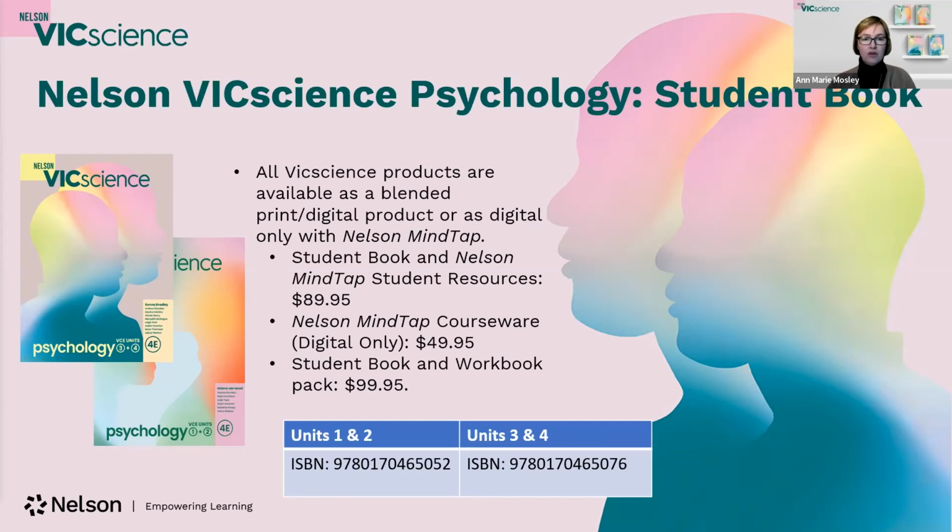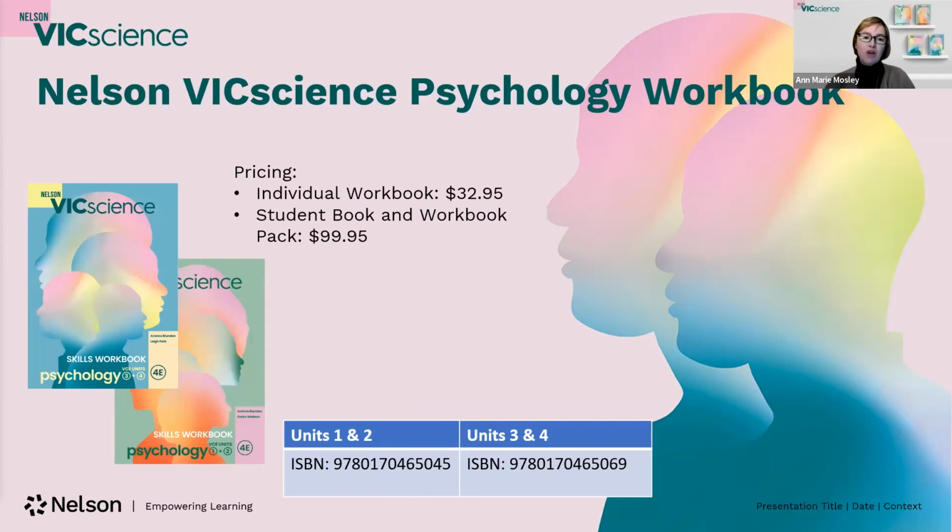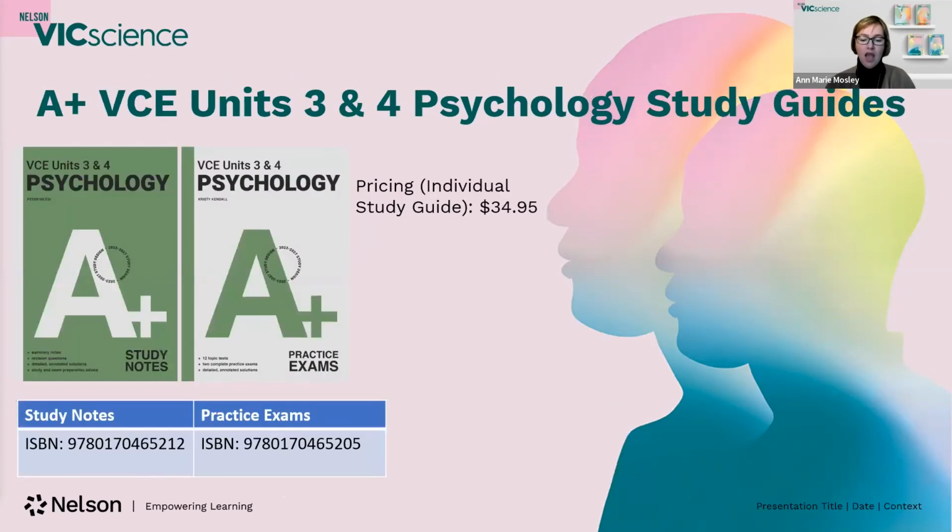Jess, if we can move over to the next slide. So then we've got the workbook. Again, the workbook is all around practical activity. We've got exam questions, lots of practice, exemplar answers, and the answers in the back of the book. That is available to you at $32.95 for both Unit 1 and 3 and 4. And if we move on to the psychology study notes, the A+ series. Achieve exam success with A+. Help your students be exam ready. So you have both the study notes and the practice exams that are available at $34.95.